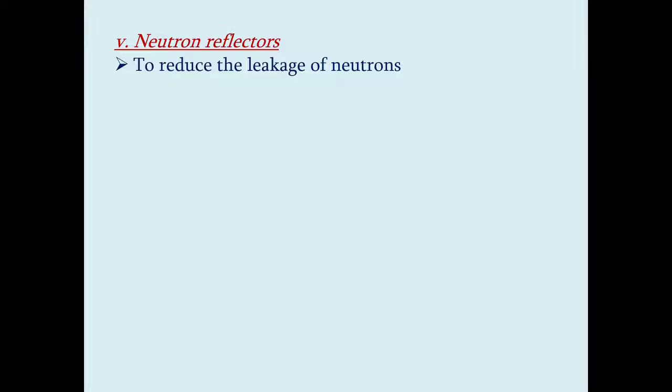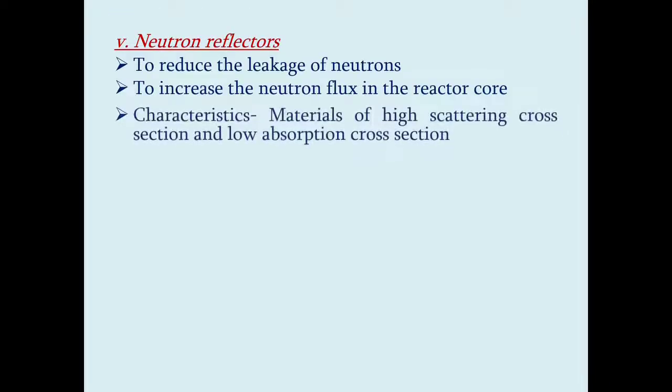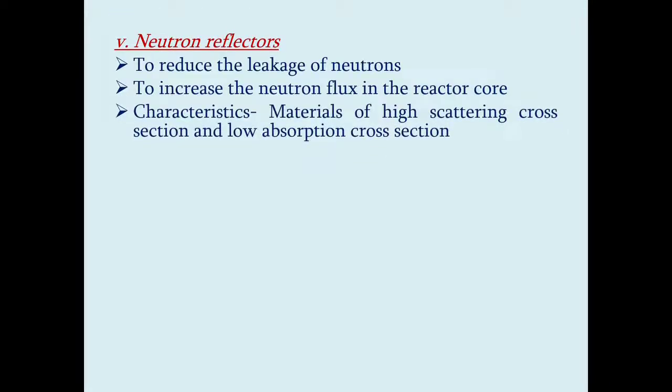So in case the neutron escapes from the walls of the nuclear reactor, we cannot have the further chain reaction. Sometimes the neutron may hit the walls of the nuclear reactor and escape from the nuclear core. To bring those neutrons back into the nuclear reactor, we have neutron reflectors. These neutron reflectors help in reducing the leakage of neutrons from the core, and also they increase the neutron flux in the reactor core.